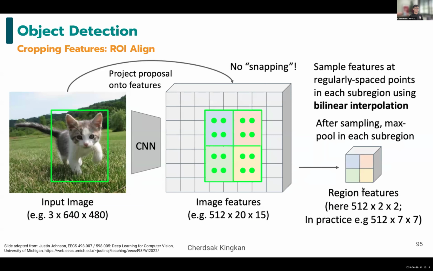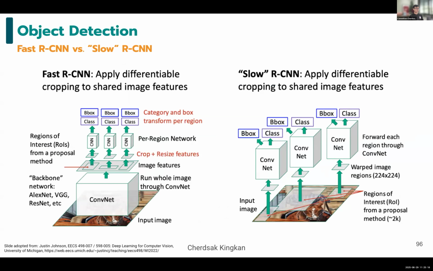From there you get a cropped image. You get a cropped image from here, and then you pass that cropped image into another lightweight CNN, and then the model will predict a class and the bounding box for you.